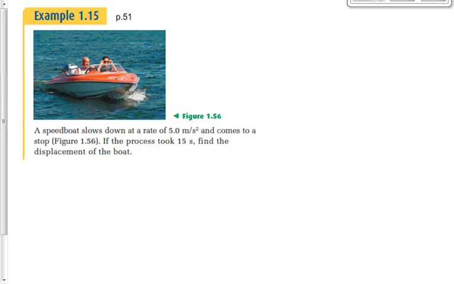Now, maybe it traveled 100 miles before that. That's not the question. The question is, how far did it travel during the time that it was slowing down, during that 15 seconds? All right.